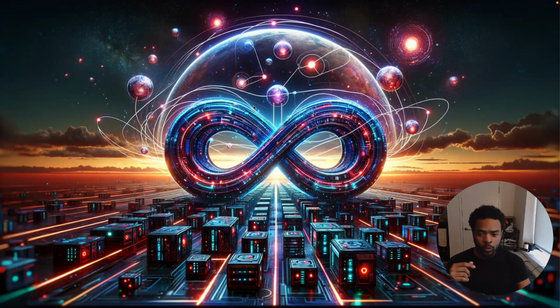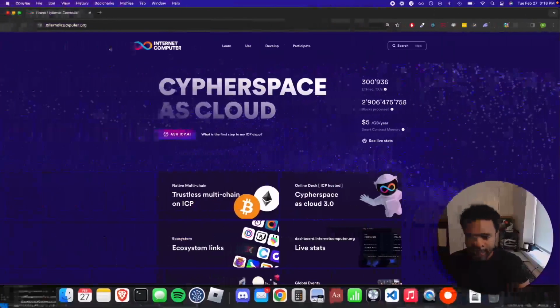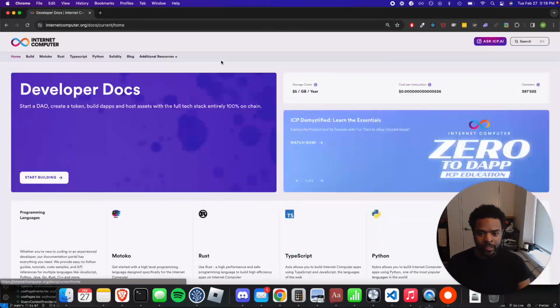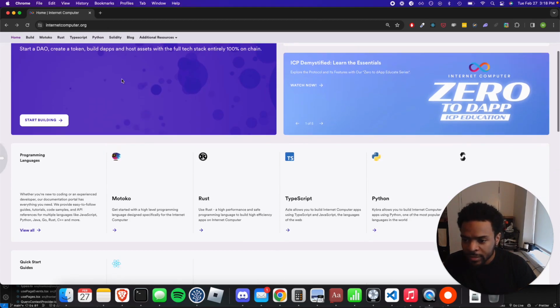If we go over to the Internet Computer's website, we can look through the docs and see exactly what kind of costs we can expect if we're building an application on the network. Here, at a quick glance, storage costs roughly $5 per gigabyte per year. Cost per instruction, this tiny number, I can't tell you what number that is, right? Let's look at, are these the developer docs?